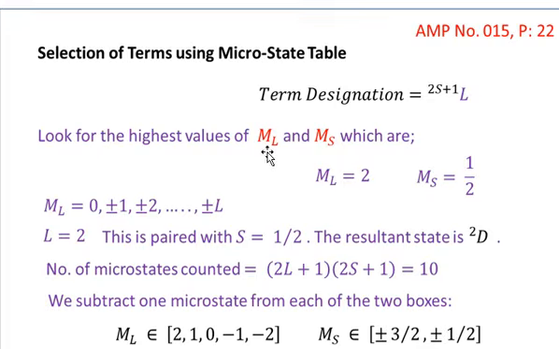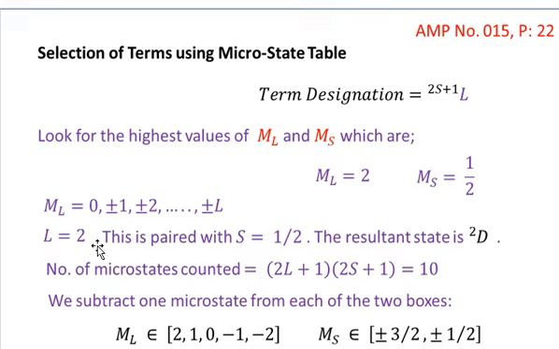And you know that when ML is equal to 2, it means that ML goes up to 0, plus minus 1, plus minus 2, and so on up to plus minus l. So it means the value of capital L is equal to 2, because capital L is equal to the maximum value of ML. So capital L is equal to 2. This is paired with the, because when MS is equal to half, the allowed value of capital S is equal to half. And that is the multiplicity is equal to 2.